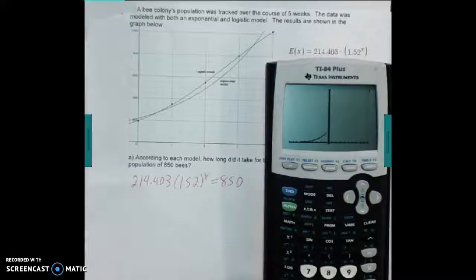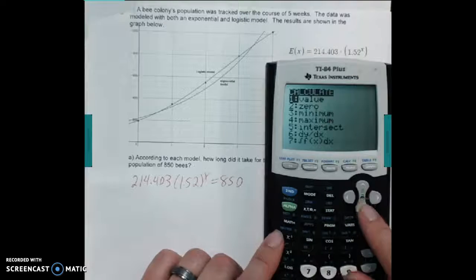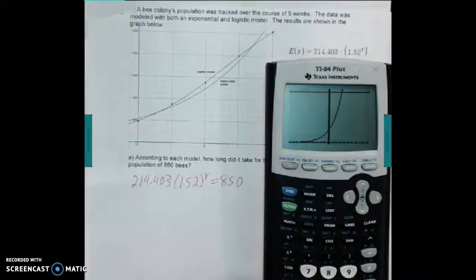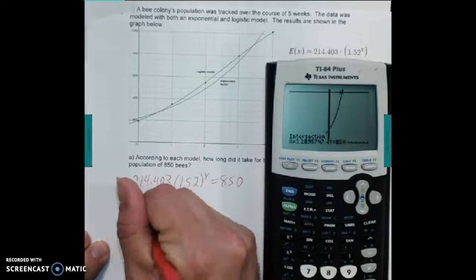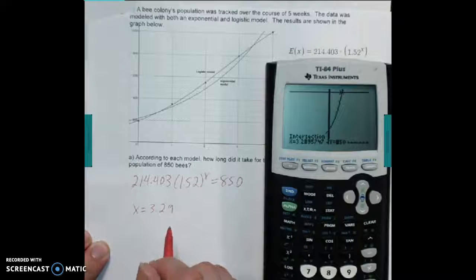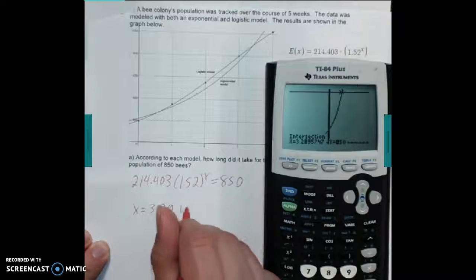Let's just take a look and see if that actually happens. There's the exponential, and show me 850. Yeah, I can see those things cross. So now I need to find the x coordinate where they cross by doing second trace, intersect, enter, enter, enter. The value of x is 3.29, essentially. And I guess that would be in weeks.